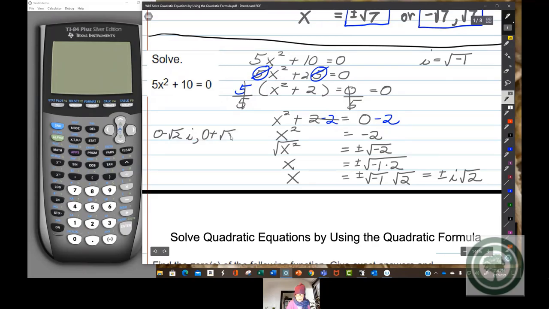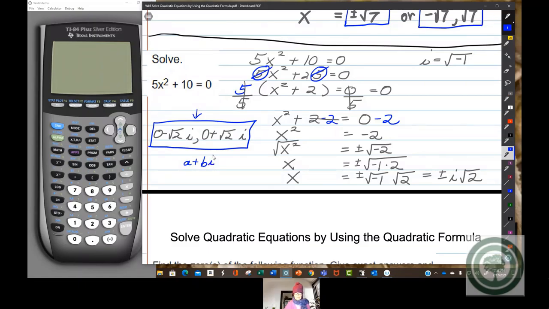And there's always that other possibility, 0 minus the square root of 2i, 0 plus the square root of 2i. This would be correct in any case, but certainly would be the only right answer if you're being asked to give your answer in a plus bi form.